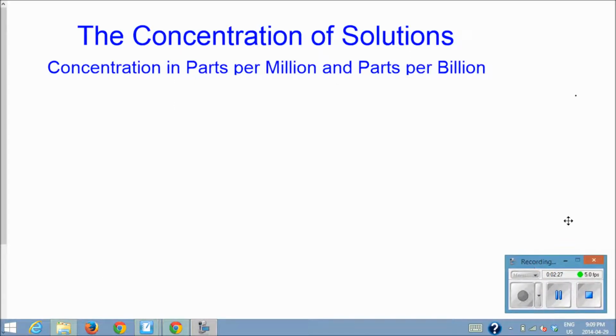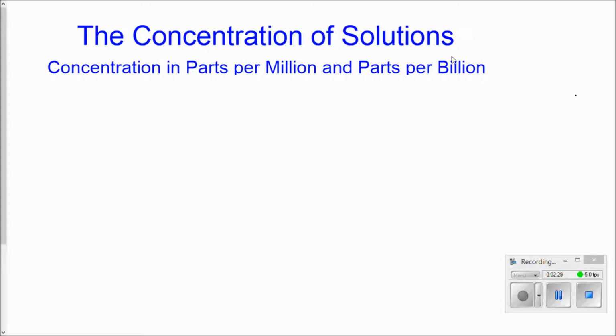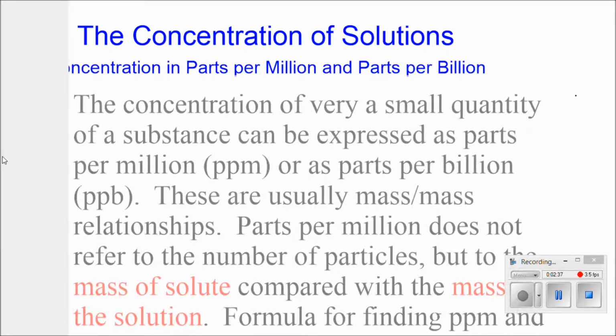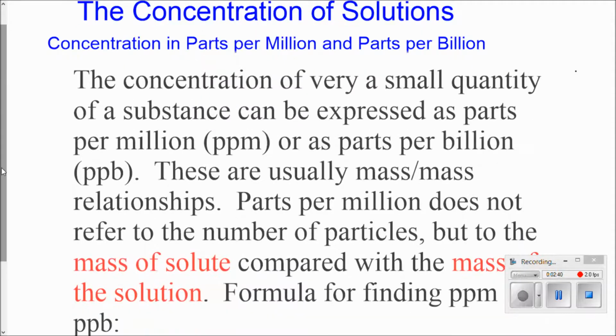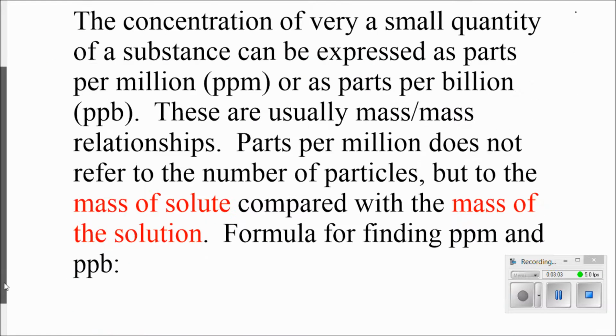So one way we can represent concentration is by something called parts per million or parts per billion. If you look at the side of a water bottle, you'll actually notice that it says parts per billion or parts per million on it. It's the concentration of very small substances, okay? It can be expressed in parts per million or parts per billion. And they're usually what we call mass per mass relationships. So the amount of the solute is in terms of grams, and the mass of the solution is in grams as well. So parts per million does not refer to the number of particles, but it refers to the mass of the solute compared to the mass of the solution.